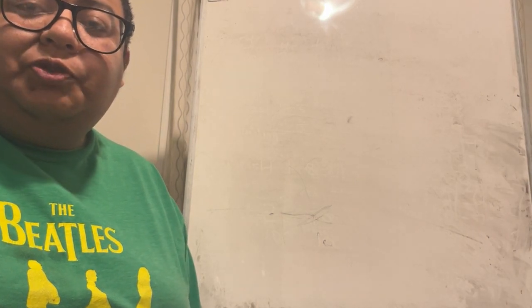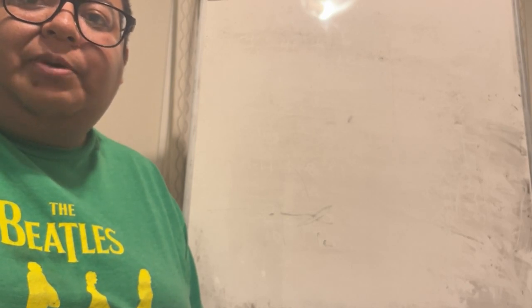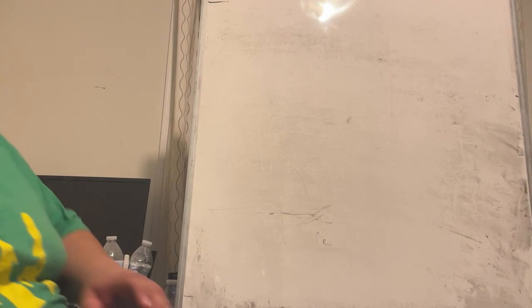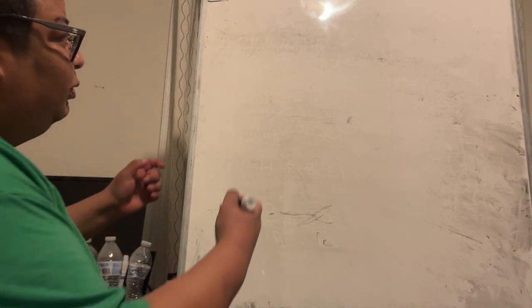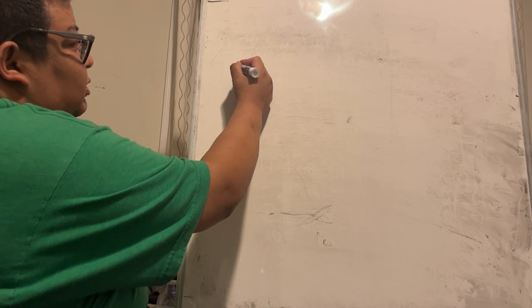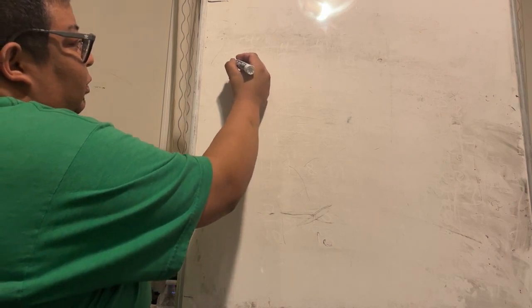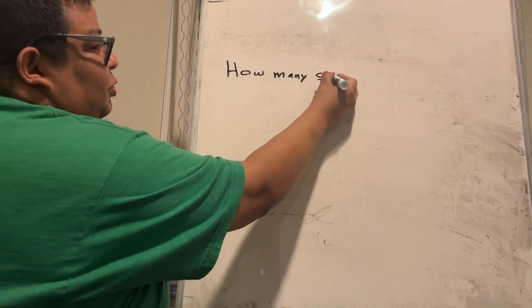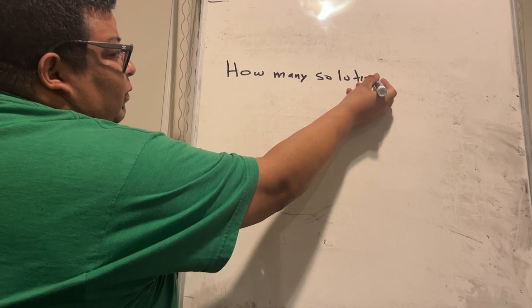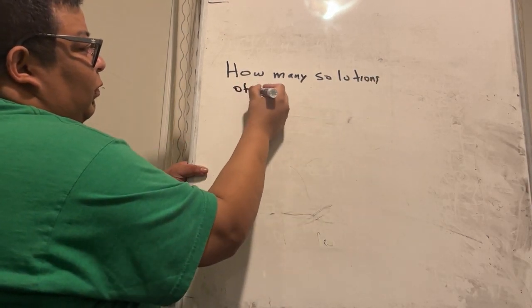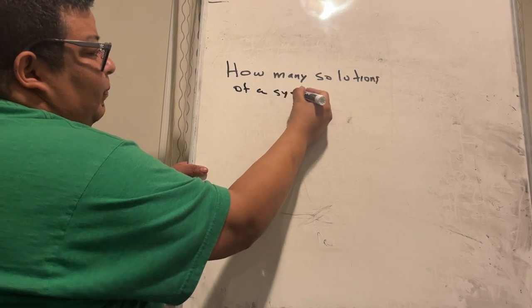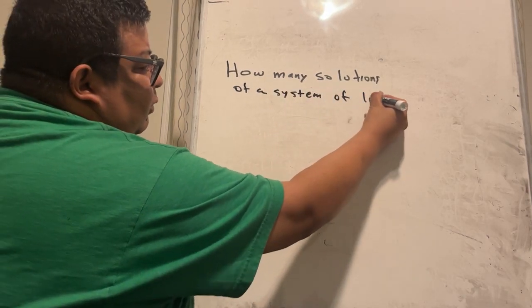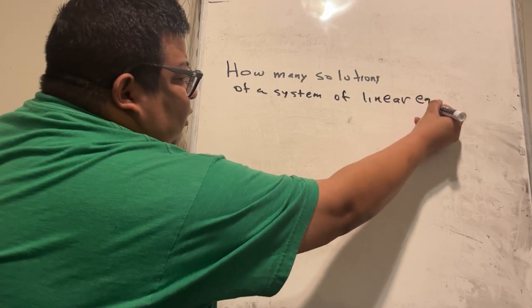Welcome. In this video, I'm going to talk to you about how many solutions a system of linear equations has based on the rank of a coefficient matrix. So let's look at what we're going to look at: how many solutions of a system of linear equations.